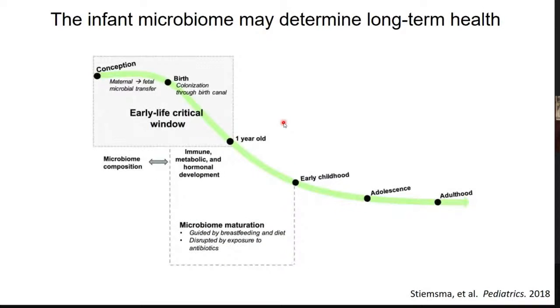So this is a model to show that from the conception of the baby, the mother and the fetus may have some microbiome transfer. And during birth, colonization by environmental bacteria starts. After that, we have a very critical window for the interaction of the microbiome and the immune system. And after that, in early childhood, we have microbiome maturation. Then this microbiome may influence disease in adolescence and adulthood. So that's why some experiences in early infancy can cause disease in adulthood.